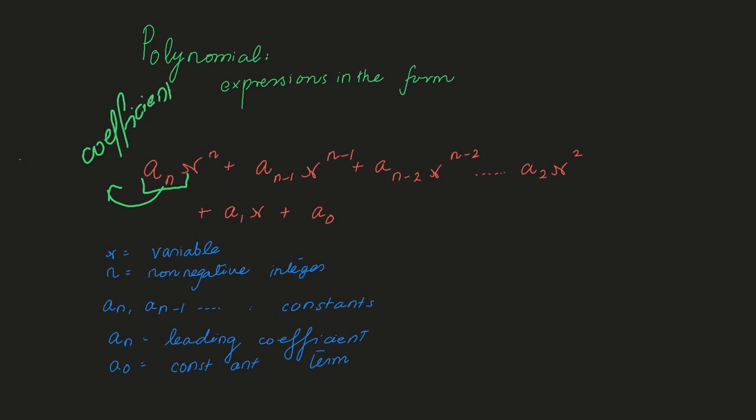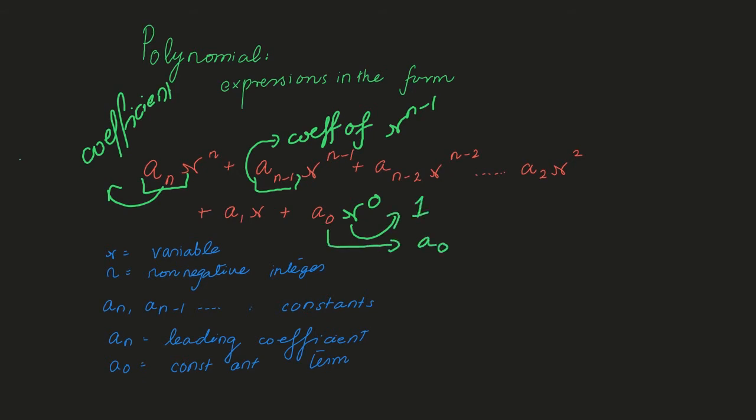And similarly, as the power decreases, we have a_(n-1), which is the coefficient again of x to the power n minus 1. This basically continues, and then we also have a_0 for x to the power 0. However, since x to the power 0 is simply 1, we write that as a_0 only, and we do not write any x alongside it.